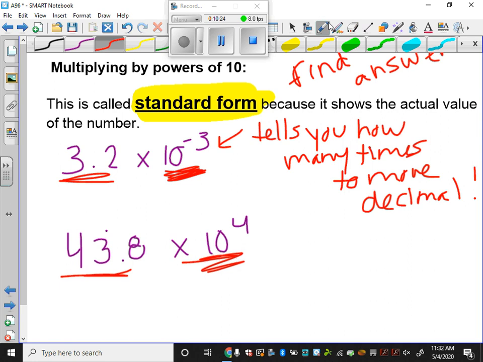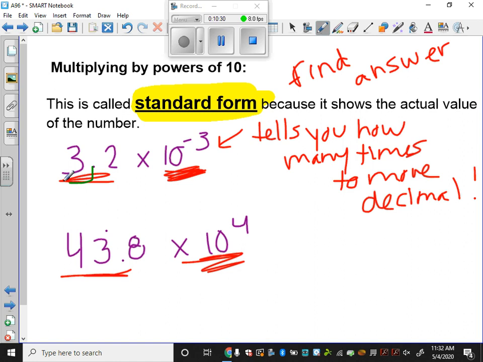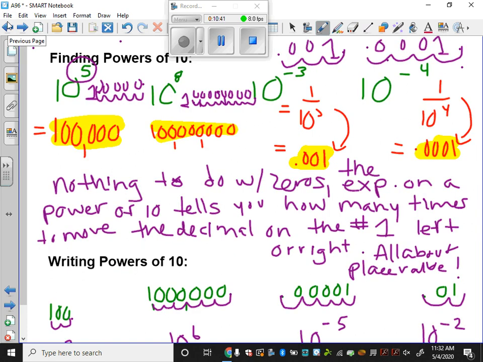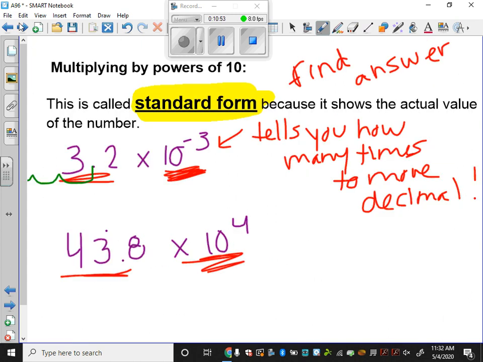So if I actually were to do that and write this in standard form, which means find the actual answer, what is the value of this? I move it 1, 2, 3 times. And I apologize, on the previous slides I didn't really explain why we add zeros. Well, if I'm moving the decimal, I have to put something in place of those spaces I've created. So those spaces we fill with zeros. So if I moved this 3 times, this would become 0.0032. That would be my answer in standard form.